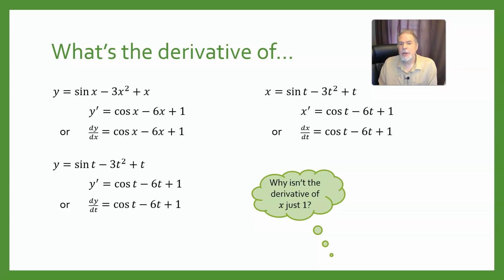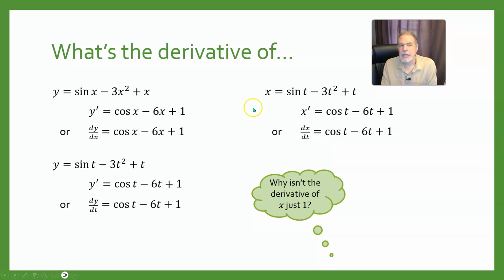Now you might be thinking, we just took the derivative of x and we got cosine t minus 6t plus 1, but shouldn't the derivative of x just be 1? I mean, didn't I even say that up here? For the derivative of x by itself, you just get 1. Well, here we found the derivative of x, and we didn't just get 1. We got cosine t minus 6t plus 1.